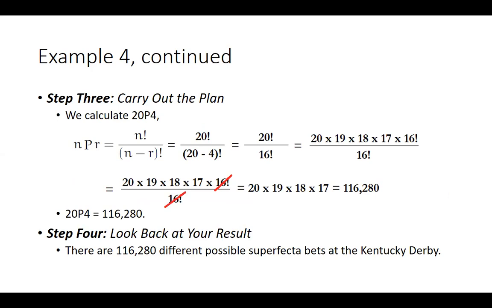So, carrying out the plan, we calculate 20P4 because there were 20 to choose from, and we are picking 4 out of those 20 where order matters. So nPr is n factorial over n minus r factorial. That would be 20 factorial over 20 minus 4 factorial, or 20 factorial over 16 factorial, since 20 minus 4 is 16.